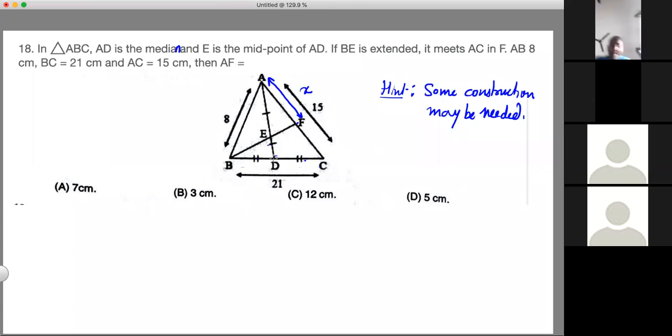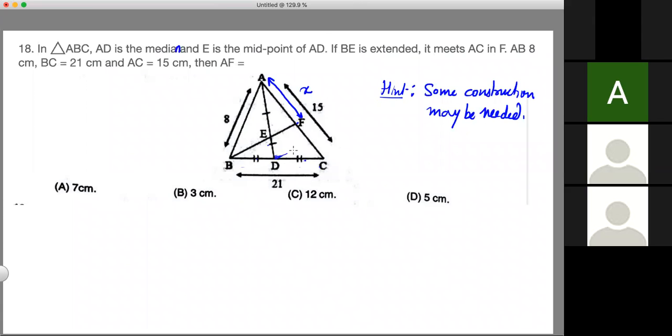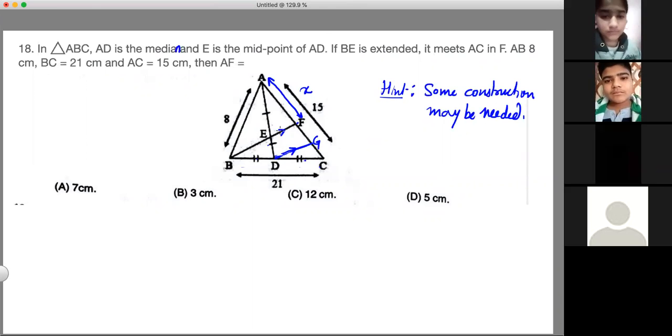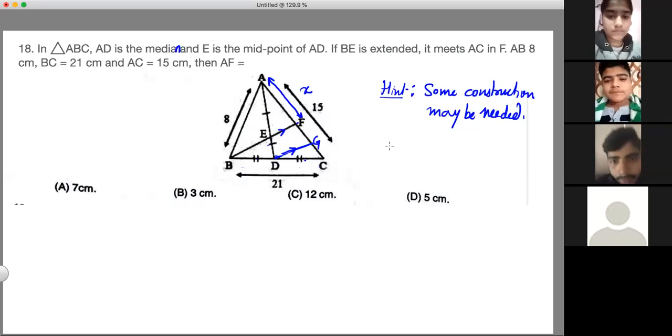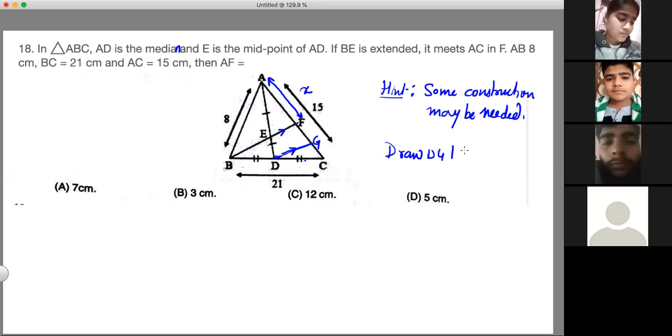So you can draw this construction if you have not figured it out. Draw this parallel to this. Let me call this G. DG is parallel to BF. Now can it be done?